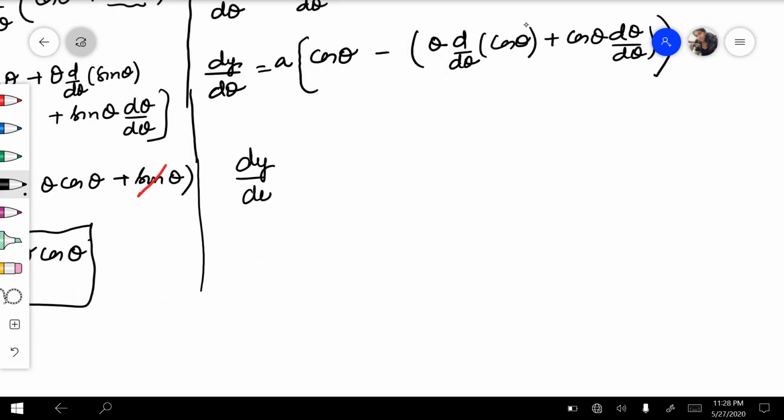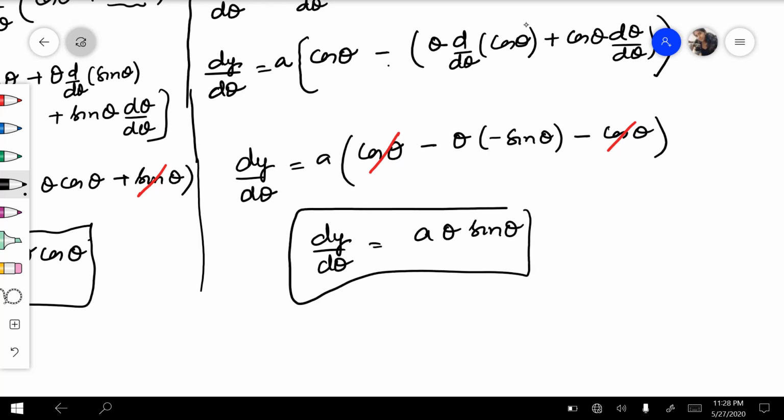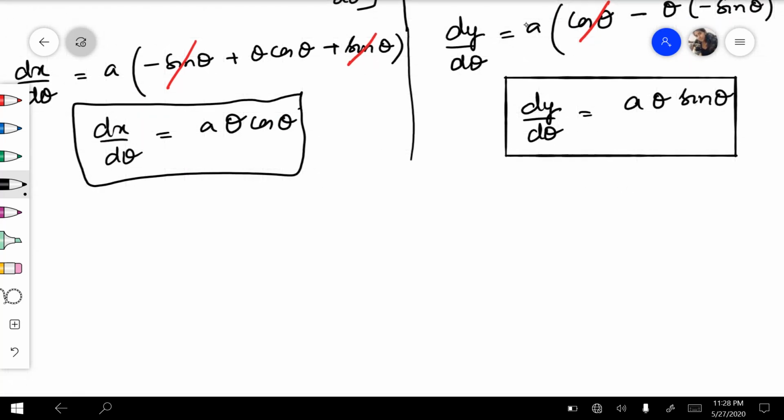इसी तरह से dy by d theta की सिंप्लीफिकेशन क्या हो जाएगी, is equal to a cos theta, इस माइनस के कारण what we have theta into cos theta की differentiation minus sin theta, then again because of minus sign becomes cos of theta, again cos theta and cos theta they are cancelled out, so dy upon d theta will be equal to a theta into sin theta. So this is dy by d theta and we have dx by d theta by chain rule.